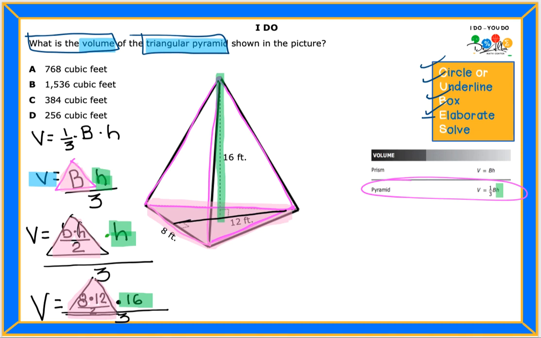Okay, guys. On the side, I'm going to do this formula here. So here I'm going to write area of the base, which is the triangle. I'm going to put that in pink. So that's going to be A times 12, and then it says divided by 2.